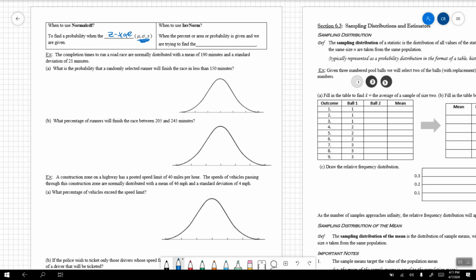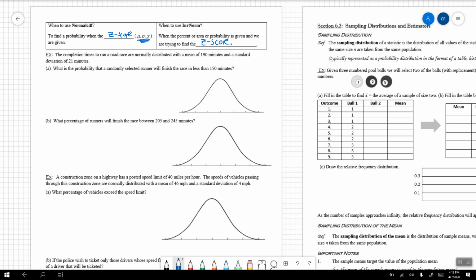Nice. When to use inverse norm? We use inverse norm on our calculator when the percent or the area of the probability is given and we are trying to find the z-score. So when we're trying to find the z-score, we use inverse norm. When we're given a z-score, or when we're given a mean, standard deviation, and an x value, then we use normal CDF. So what we want to do now is keep going with this process and see if we can finish off some of these examples.